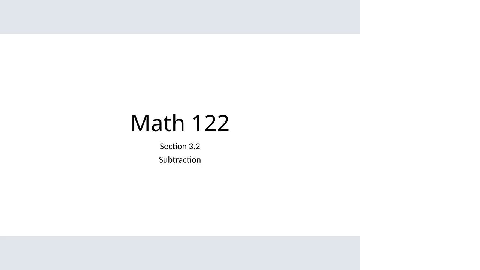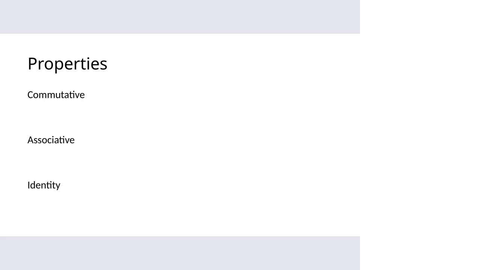Seems like we're doing really good with the addition topics. I hope that's true. Here, let's dive into subtraction. It's going to look pretty familiar. We're going to talk properties. We're going to talk commutative, associative, and identity. And as far as the commutative property goes, remember the commutative property is about order.